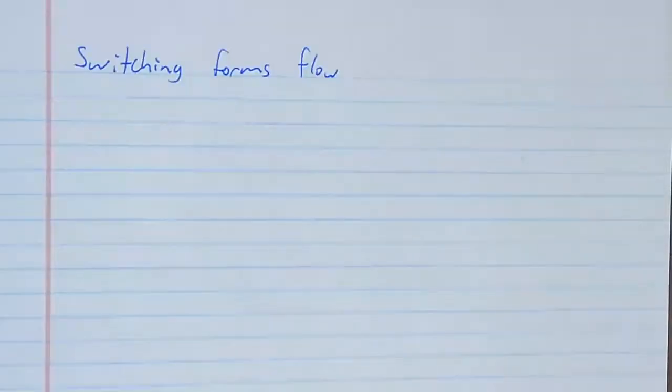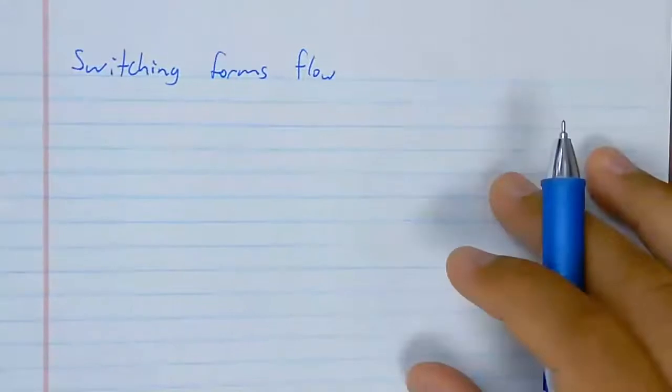When switching between forms of linear equations, there are 5 pieces of information that we can start with and get to anywhere else that we need to.